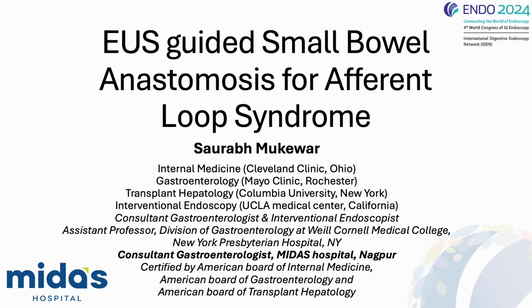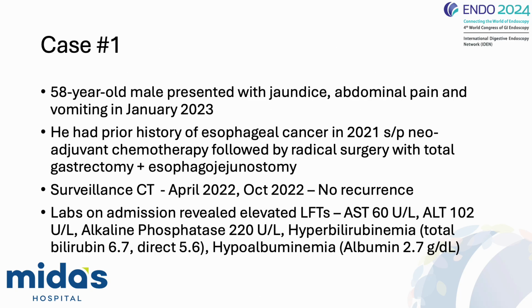EUS Guided Small Bowel Anastomosis for Afferent Loop Syndrome. Case 1. A 58-year-old male presented with jaundice, abdominal pain, and vomiting in January 2023.